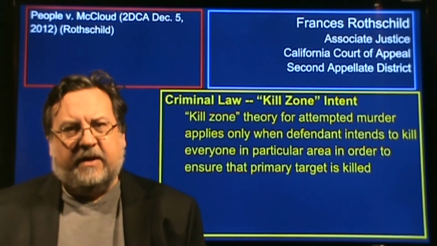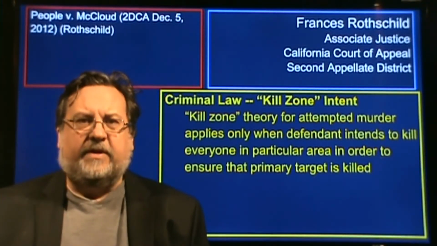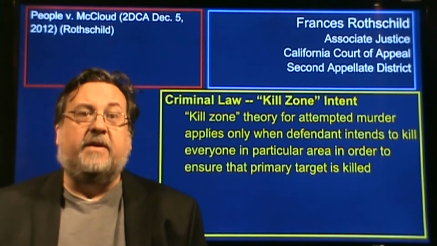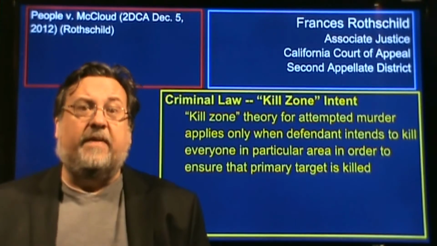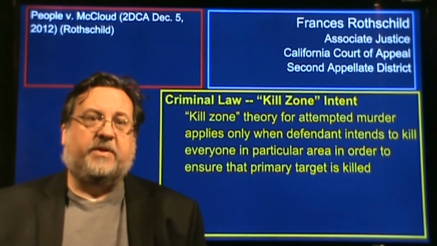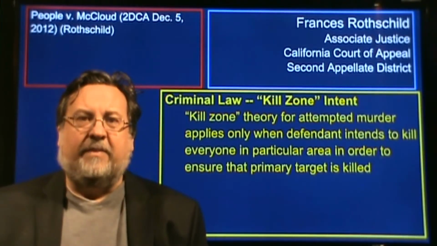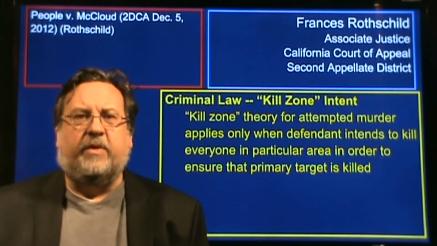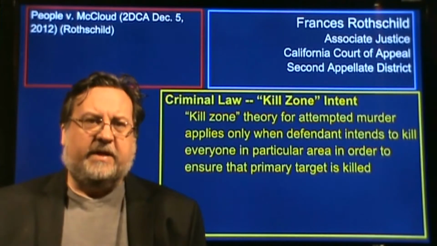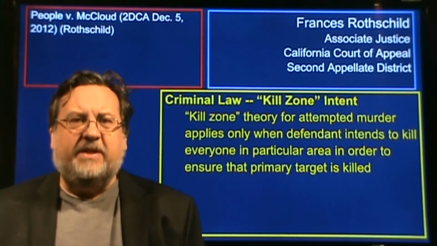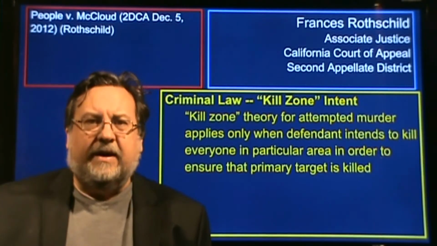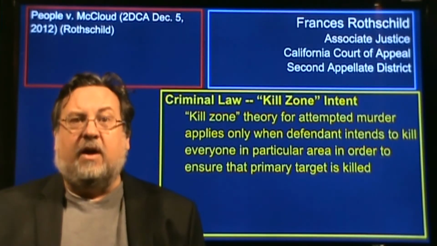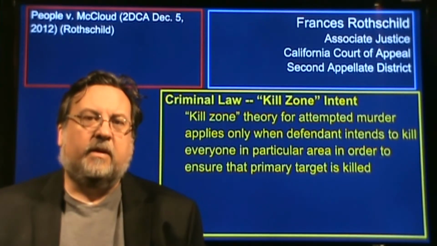As the court explained, the kill zone theory of attempted murder is reserved for those situations where there is evidence that the defendant intended to kill everyone in the zone, perhaps as a way of ensuring the death of the primary target. Only that limited theory is consistent with the rule in California that attempted murder requires the specific intent to kill, and the commission of a direct but ineffectual act toward accomplishing the intended killing.